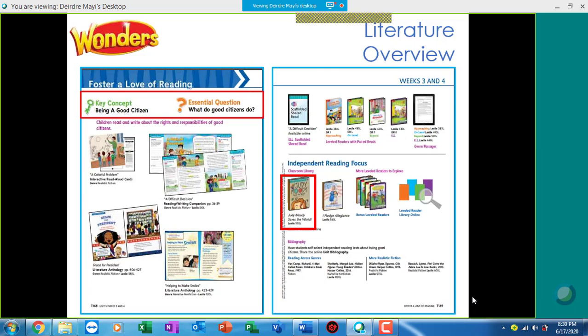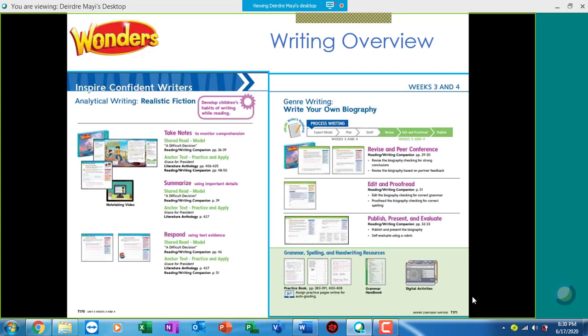Now, the last overview that you will see before you begin your week of instruction will be a writing overview. Know that students are going to write analytically each and every day within Wonders. In fact, we say if I read about it, I write about it. So every single day, students will write analytically. They'll take notes. They will summarize. They will respond to literature. And you're going to see all of this analytical writing.